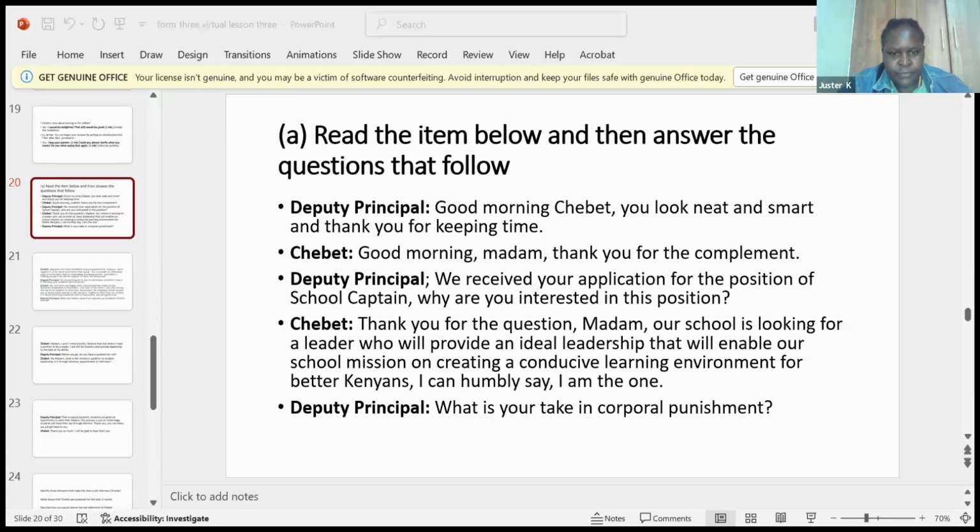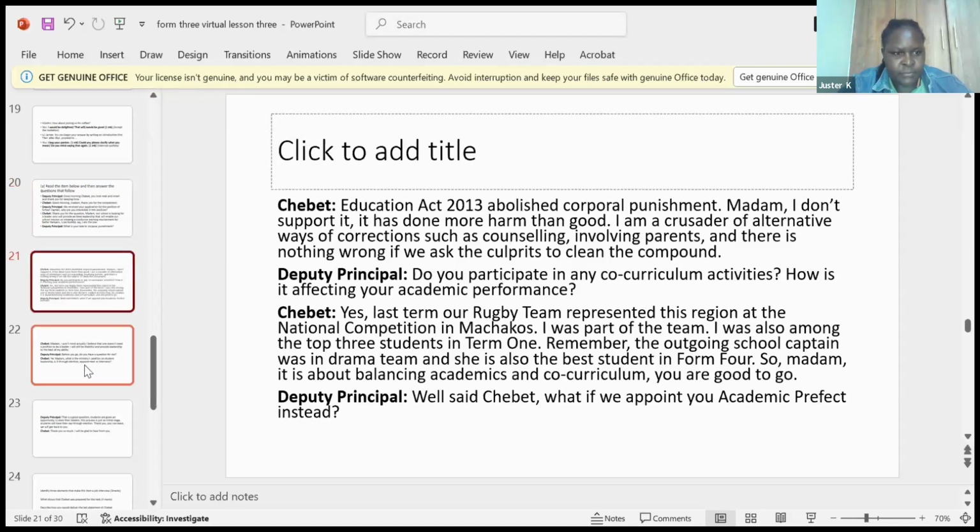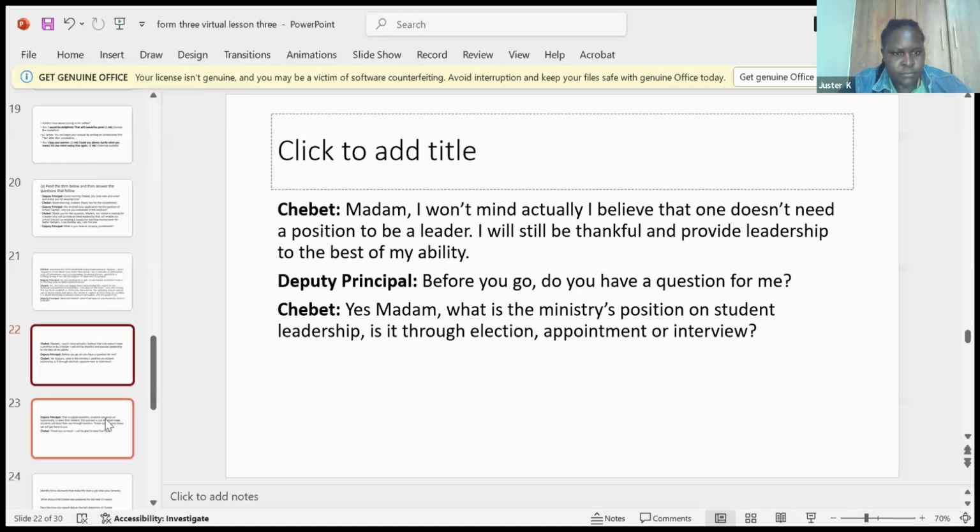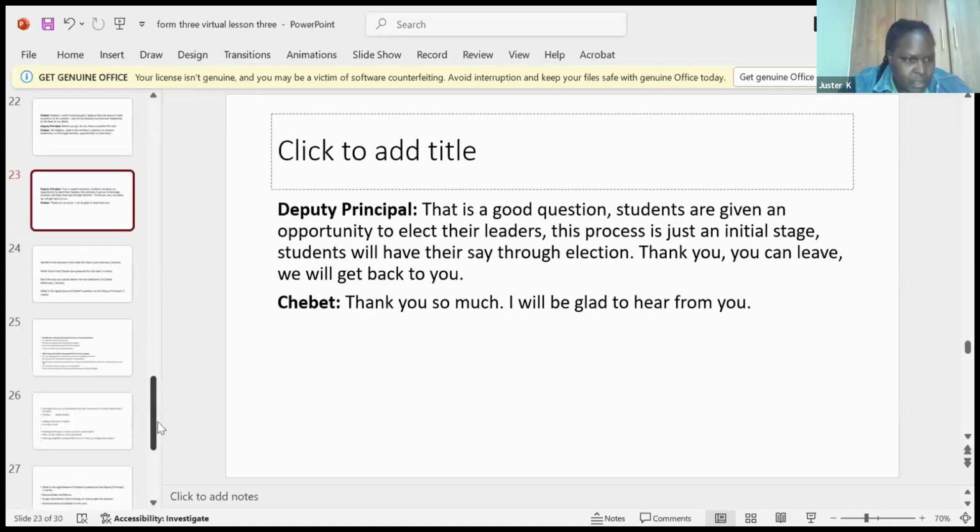Are we through? We can begin with the first question. What makes this item an interview? Would anyone be willing to share their answers? As we give the answers, you can mark for yourself and see whether you are able to get them. We are only interested in the first two, and then we'll go to the other two. Would anybody like to attempt?